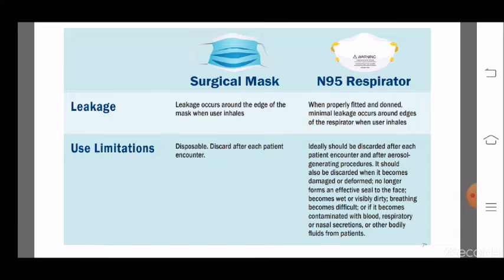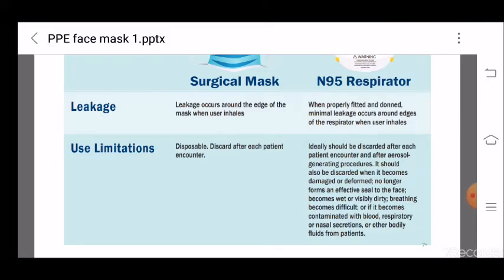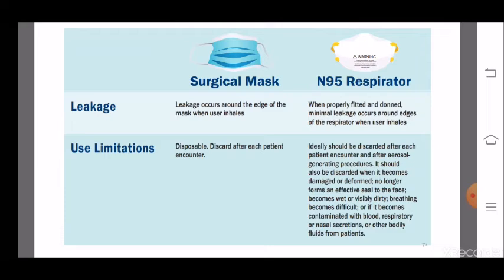We do not require to test leakage in a surgical mask, while in an N95 respirator we have to check fitting with the human face. We have to check for minimal leakage around the edges of the respirator while we inhale or exhale. The limitation is that surgical masks are disposable. We have to discard them after each patient encounter.